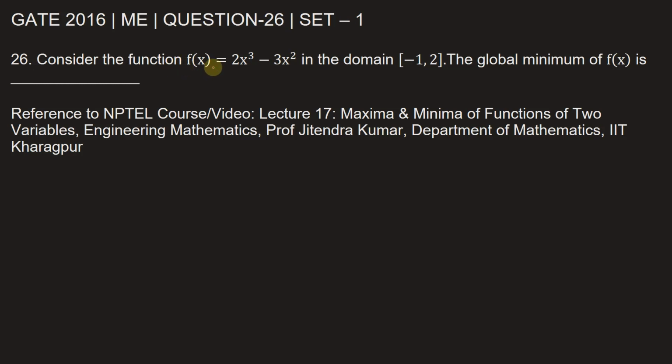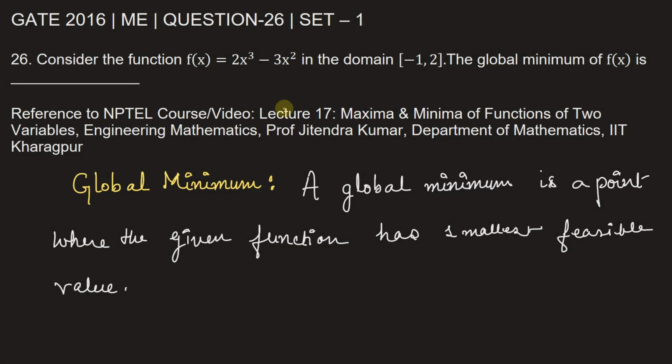Consider the function f of x is equal to 2x cube minus 3x square in the domain -1 to 2. The global minimum of this function f of x is. Let's understand what global minimum is. A global minimum is a point where the function value is smaller than all other feasible points. So let's understand this problem using graphical method.